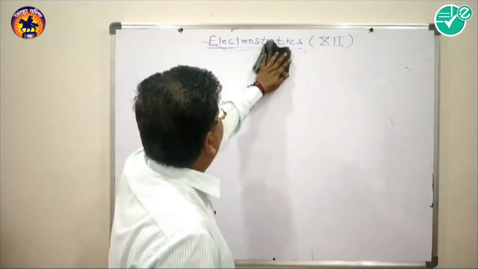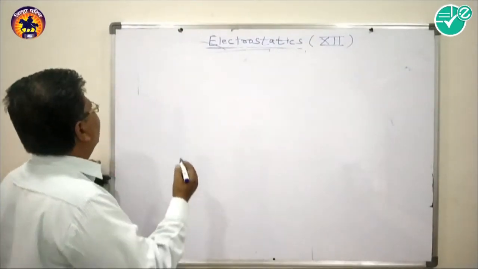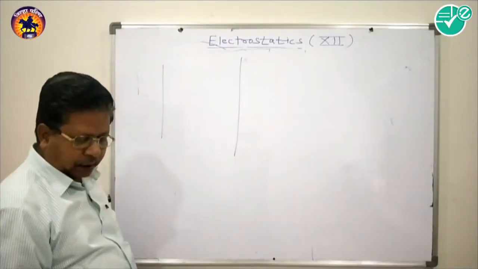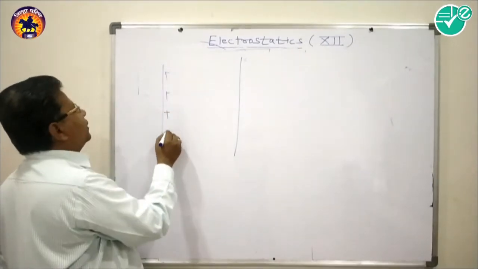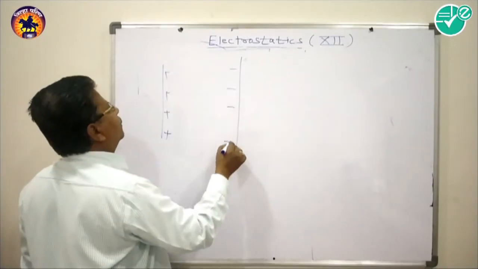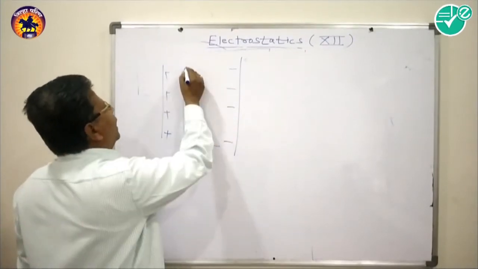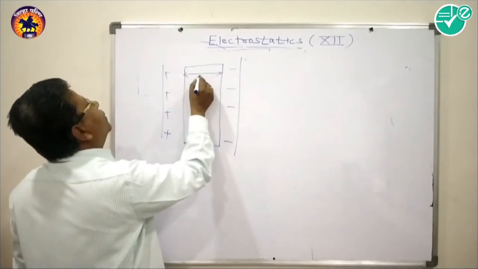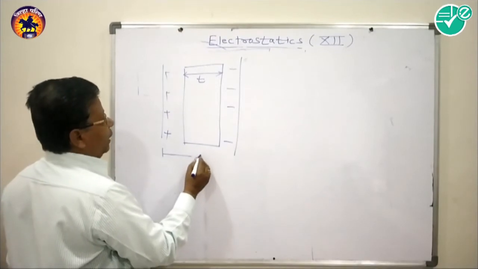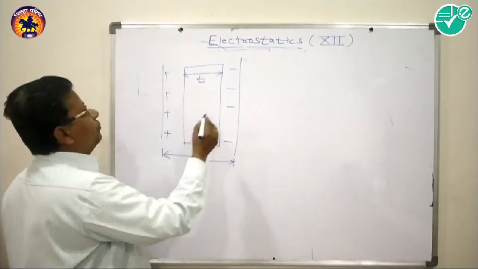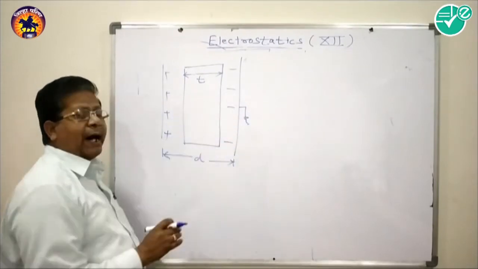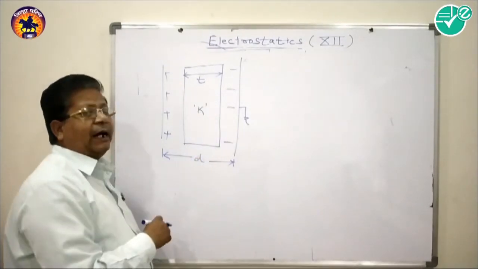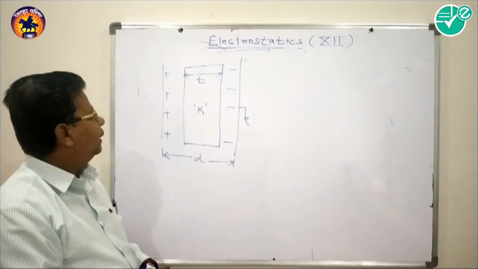Now, suppose the two plates of the capacitor are partially filled with a dielectric having thickness small t, introduced between the parallel plate capacitor, and this dielectric has dielectric constant K.